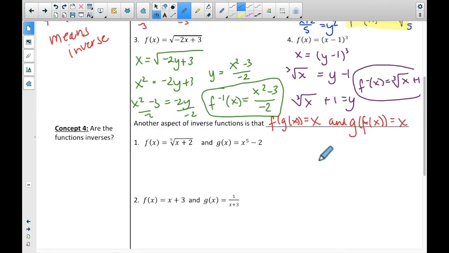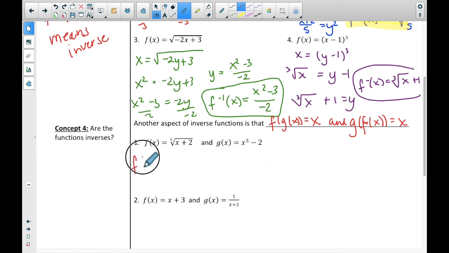Concept 4, on the previous slide we talked about that they are inverses of each other, and that means they both simplify down to x. So in other words, f of g of x is equal to x, and g of f of x is equal to x. Because if they are inverse operations, then everything cancels out except for the x. And so the question, are these functions inverses? The way we're going to answer that question is we are going to see, does f of g of x equal x, and does g of f of x equal x? So we're going to take a look here.